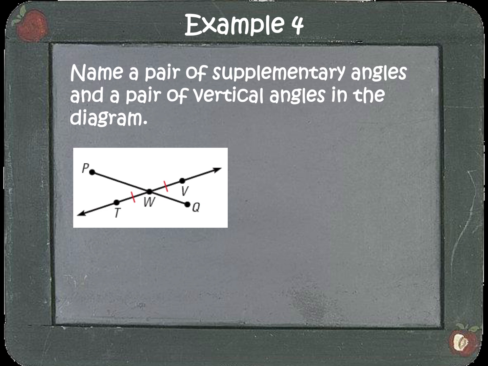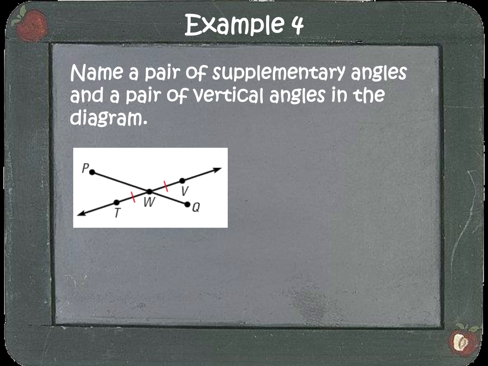So for the last example, we're bringing back chapter 1. In chapter 1, we learned what a vertical angle was, and we also learned about supplementary angles. So remember, vertical angles are formed when two lines intersect, and then the rays or the sides of those angles form opposite rays. So let's go ahead and find our vertical angles in the picture.